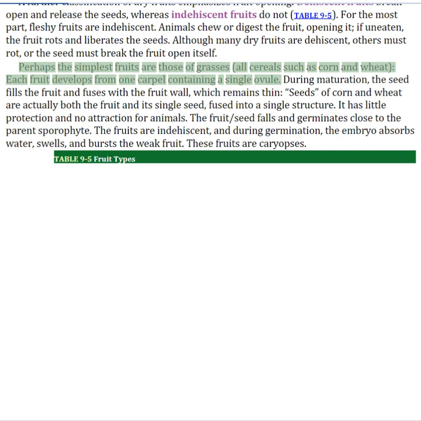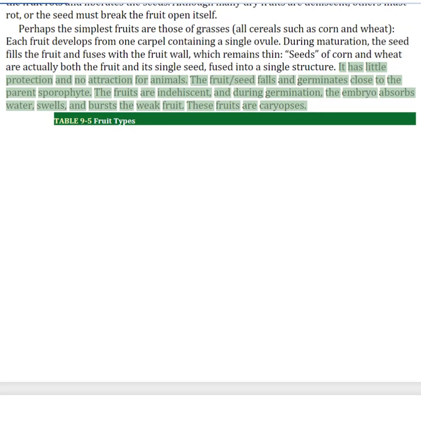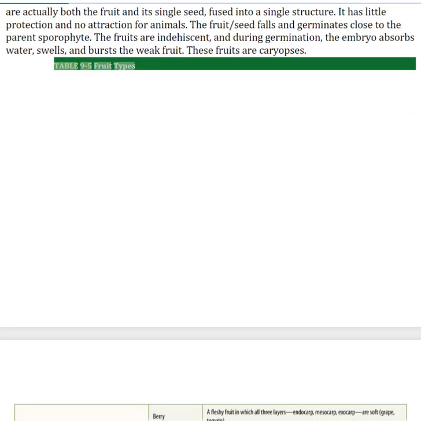Perhaps the simplest fruits are those of grasses. Each fruit develops from one carpel containing a single ovule. During maturation, the seed fills the fruit and fuses with the fruit wall, which remains thin. Seeds of corn and wheat are actually both the fruit and its single seed, fused into a single structure. It has little protection and no attraction for animals. The fruit seed falls and germinates close to the parent sporophyte. The fruits are indehiscent, and during germination, the embryo absorbs water, swells, and bursts the weak fruit. These fruits are caryopses.